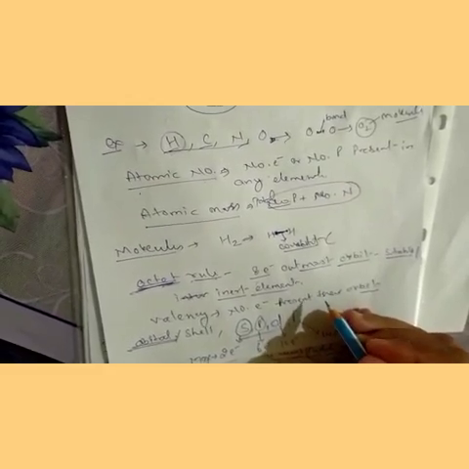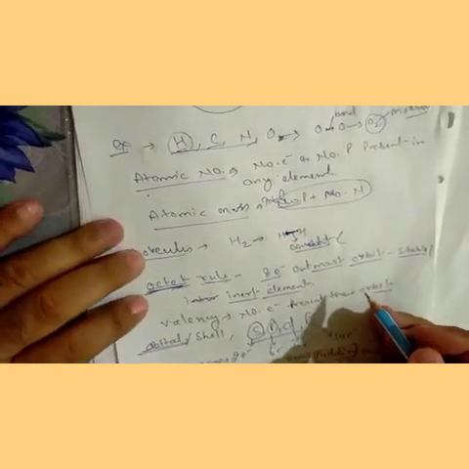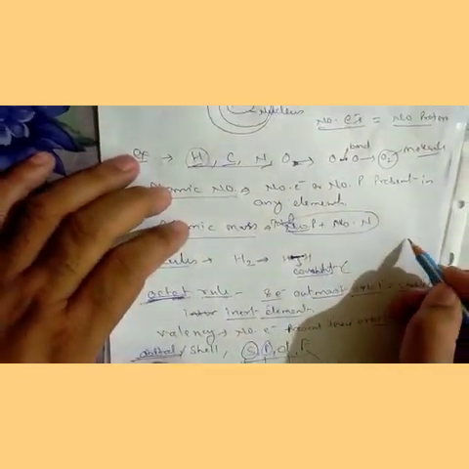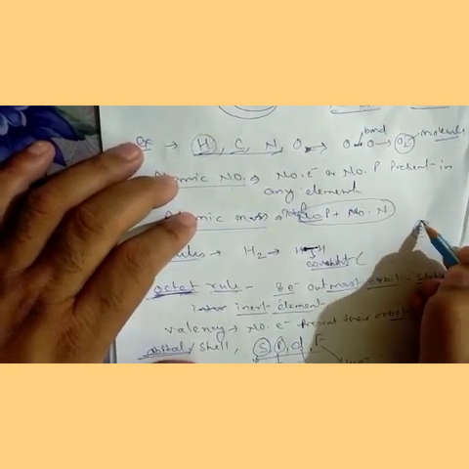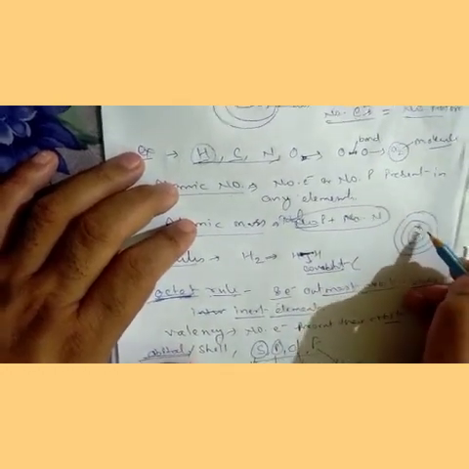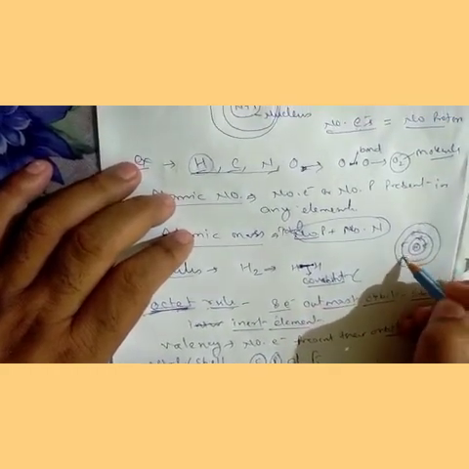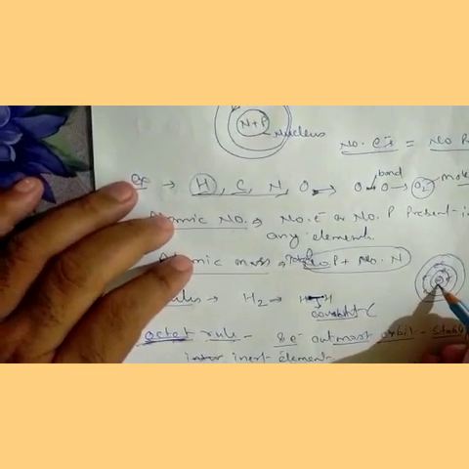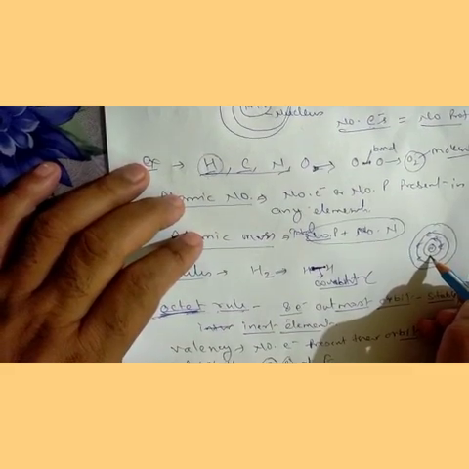What is valency basically? Valency is the number of electrons present in the outermost orbit or outermost shell of any particular atom. What is the outermost shell? You can say this is your nucleus. I will write N for nucleus, and this is the first orbit, second orbit, the third orbit. Here you have some electrons, for example 2 electrons, and here you have some also. This is near the nucleus. This is the nucleus. This is your first orbit.